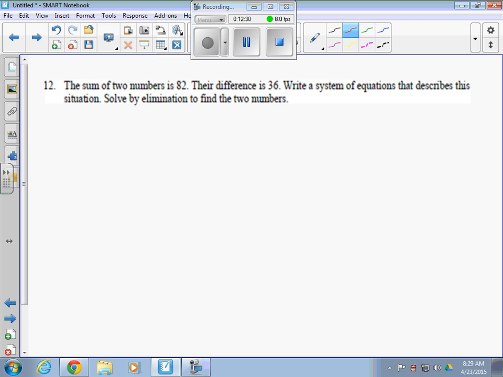Number 12 says the sum of two numbers is 82. Sum of two unknown numbers, x plus y, I said 81, it is 82, excuse me. Their difference, remember, difference means minus. x minus y equals 36. Write a system, then solve it. This one is set up nice and neat for elimination since we have 1 as our coefficient for all of those, and negative for that y.